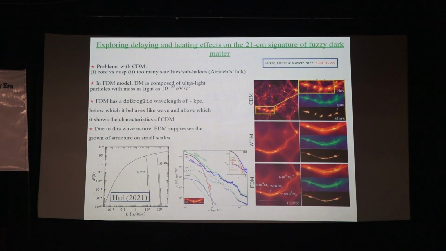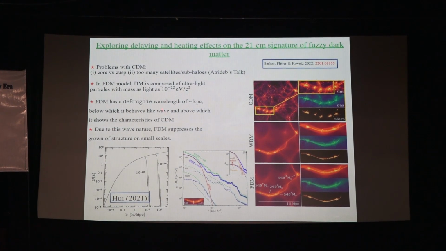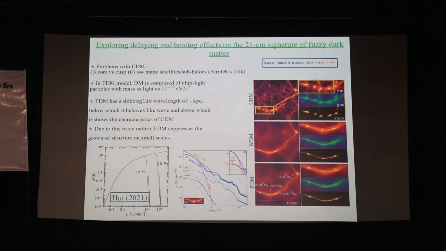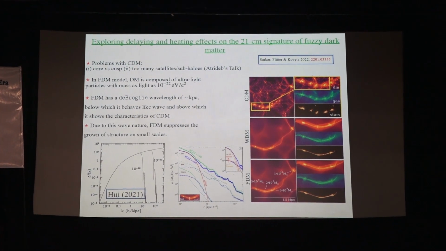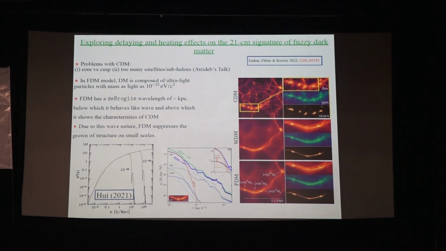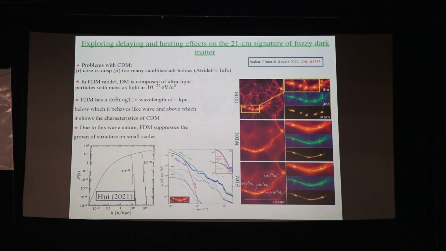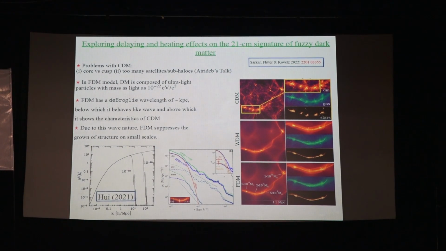All right. So now with this code in hand, we did this first project, which is exploring delaying and heating effects on the 21 centimeter signature of fuzzy dark matter. Already, Otsuri pointed out in his talk what the problem is with the CDM picture of cosmology. And there are, of course, various possible solutions to it.